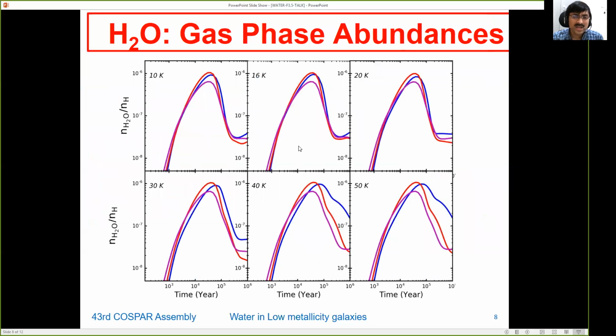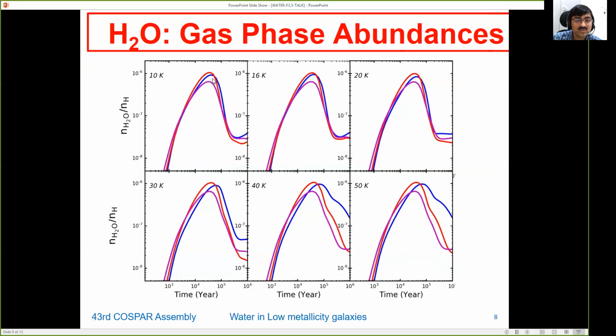Whereas if you look at the gas phase abundances, and if we change the temperature from 10 Kelvin to 50 Kelvin, we don't see a big difference. So peak values for the LMC, SMC, and Milky Way remain the same. So the gas phase does not show much of a difference.